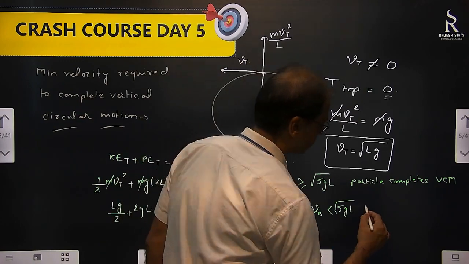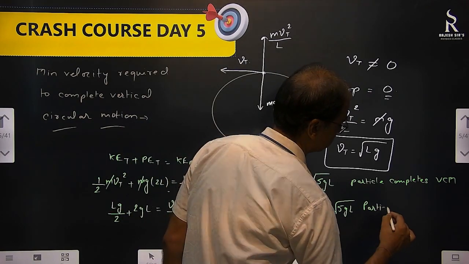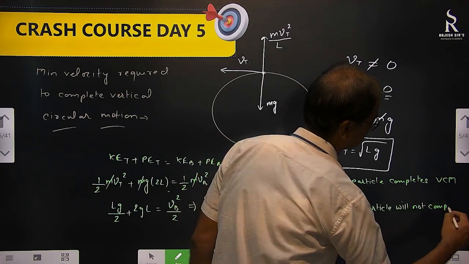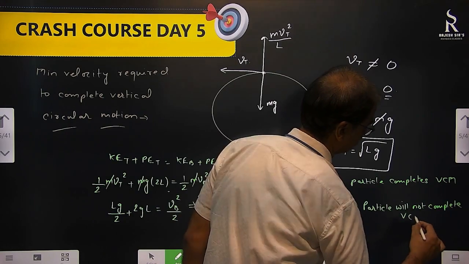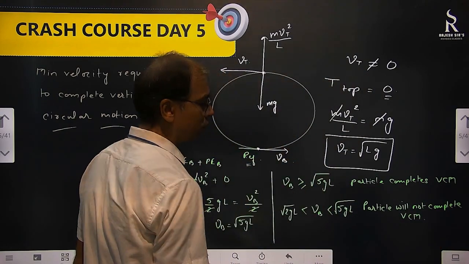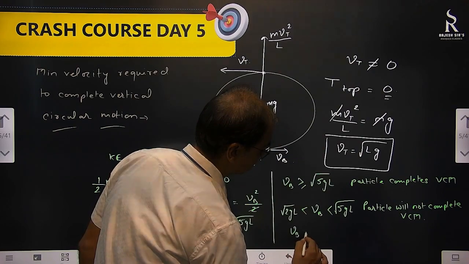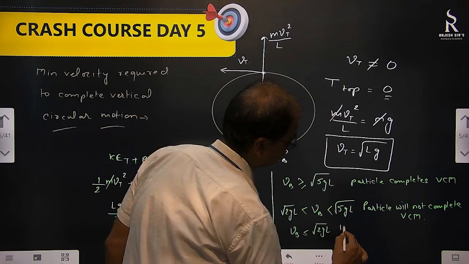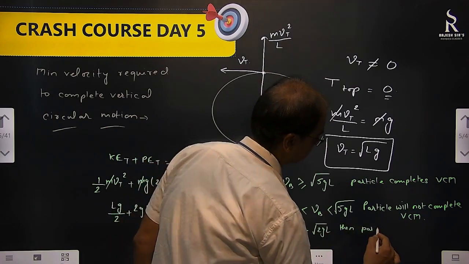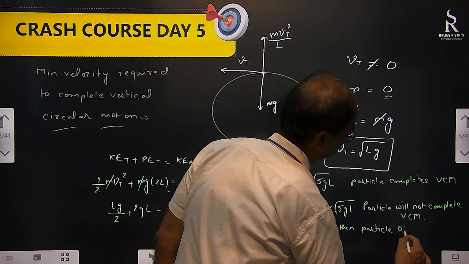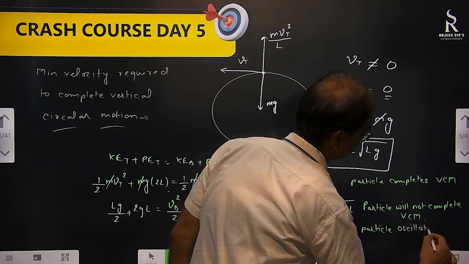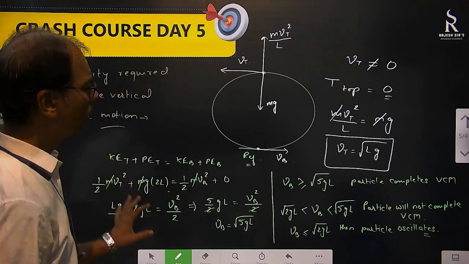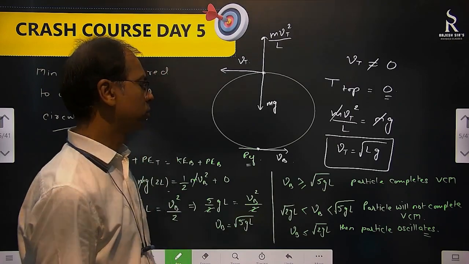Particle will not complete VCM. But if you are giving speed less than root 2gL, if Vb is less than or equal to root 2gL, then the particle oscillates. Okay, note this one. So these are important points for vertical circular motion.